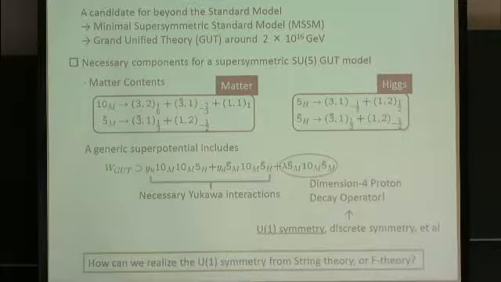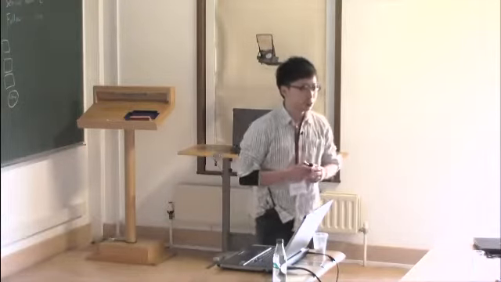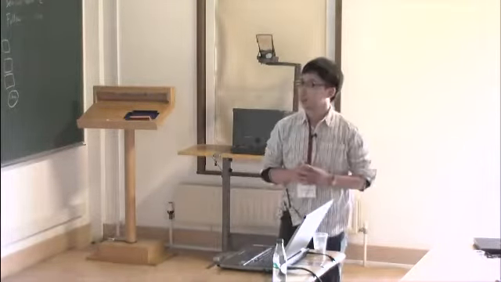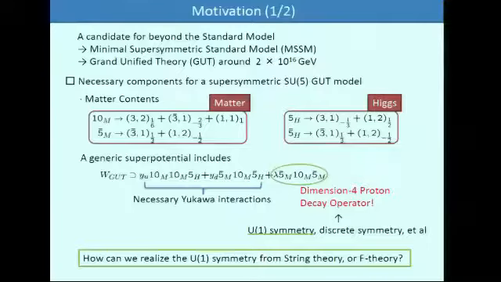So typically, we want to impose some symmetry, like a U(1) symmetry or a discrete symmetry, to forbid this kind of coupling. And if we consider a string computation to realize the standard MSSM or a grand unified theory, we have to find how we realize this kind of U(1) symmetry or discrete symmetry from string computations. So today I'm going to focus on F-theory computation and tell us how we can realize this U(1) symmetry from F-theory computations.